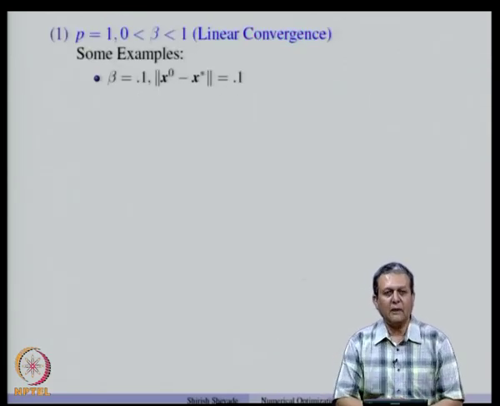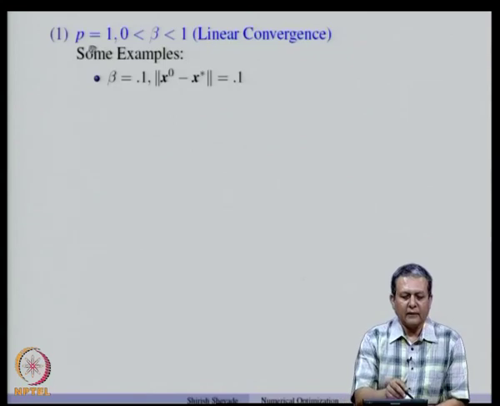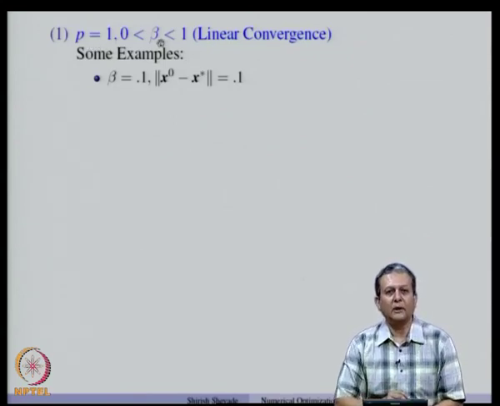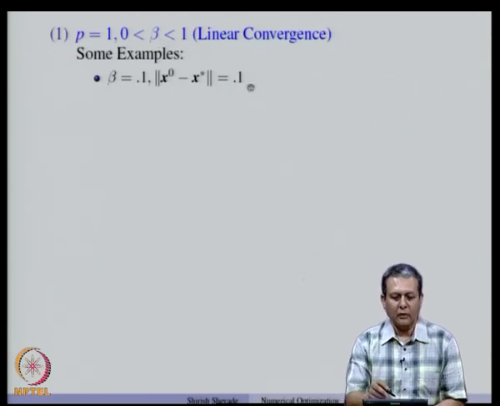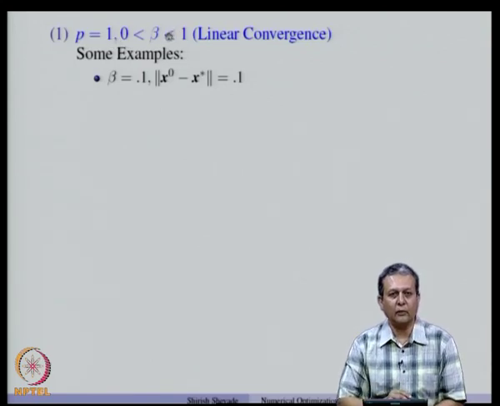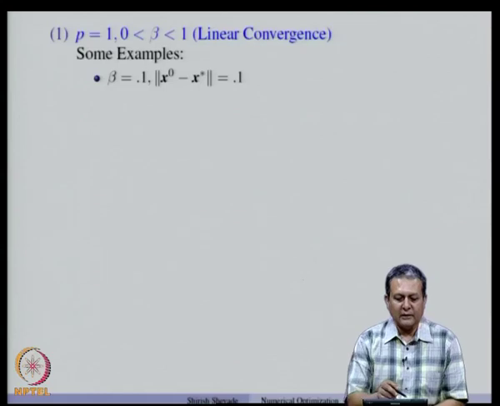Now, let us see some examples. So, let us consider the case where p is equal to 1 and beta is in the open interval 0 to 1. Now, this is called linear convergence. So, p has to be 1 and beta has to be in the open interval 0 to 1. So, let us take some example.